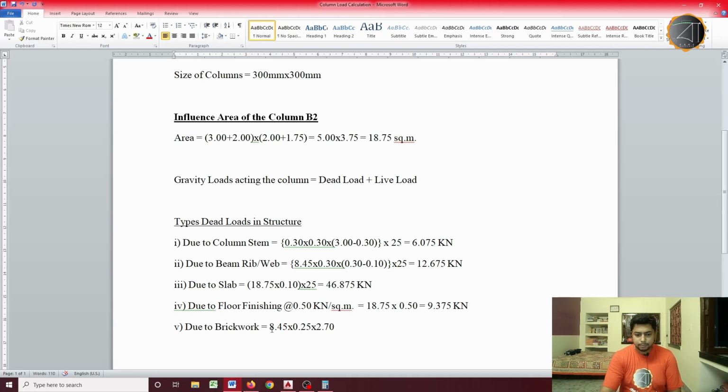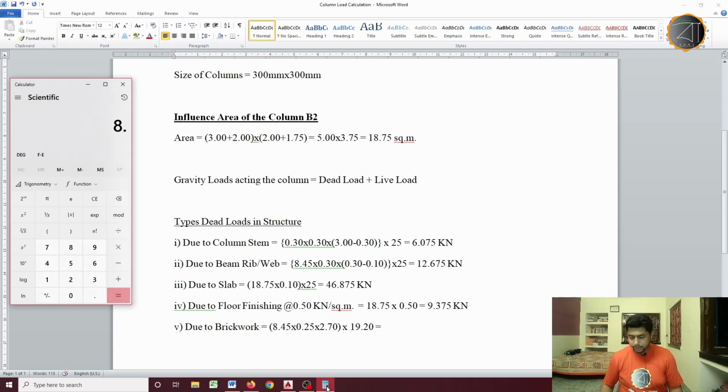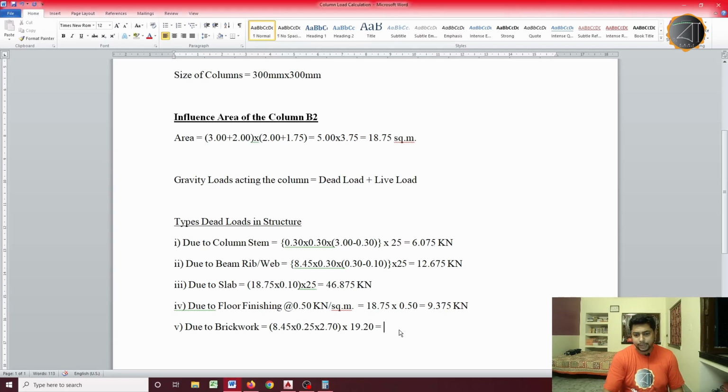and we have to multiply this volume with the density that is for brickwork 19.20 kilonewton per m cube. So, it will be 8.45 multiplied by 0.25 multiplied by 2.7 multiplied by 19.2. So, 10.951 we can take. So, these are the dead loads. So, we have to make it total.